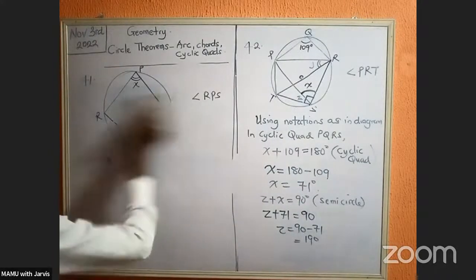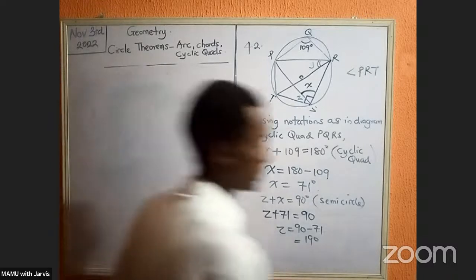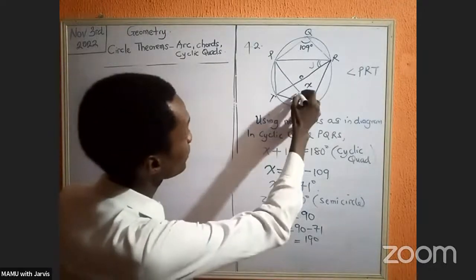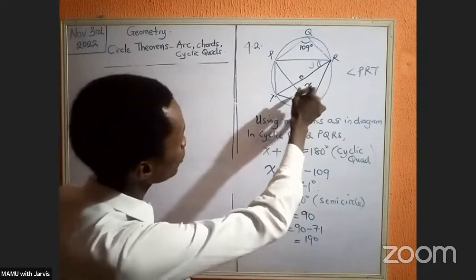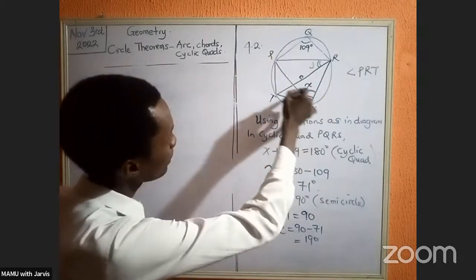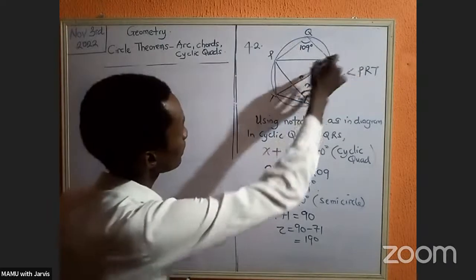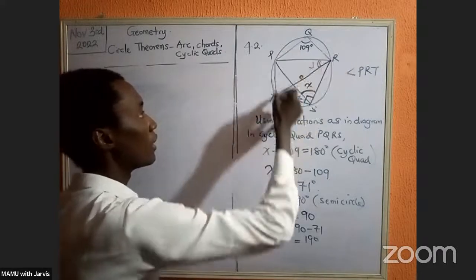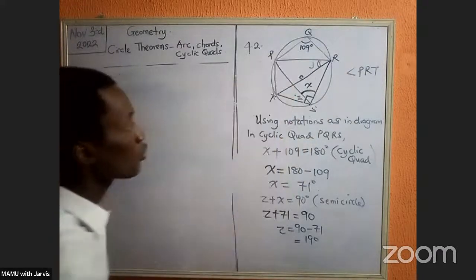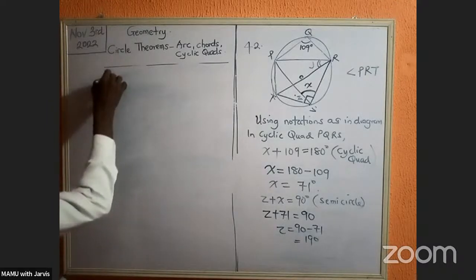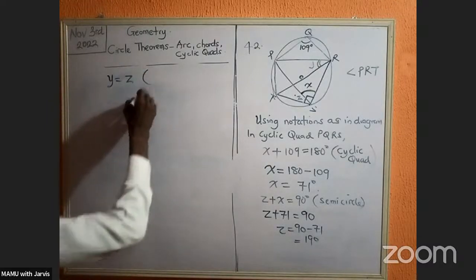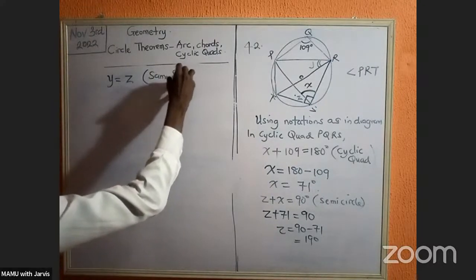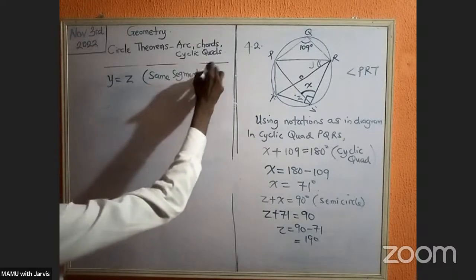I can clean this off. So that is 19 degrees. Now, look at this. I've gotten Z to be 19 degrees. So this angle here, please watch. This angle, watch this. See what I've done? They have the same segment, PT. So we'll say that Y is equal to Z. What's the reason for that? Same segment, PT.